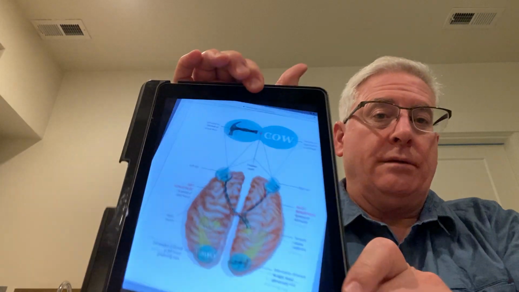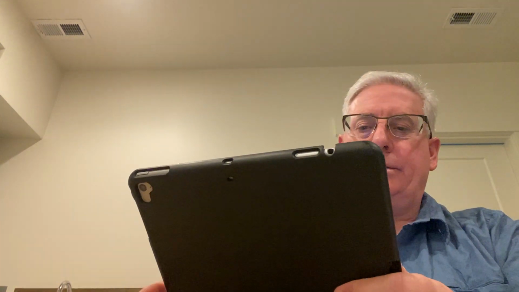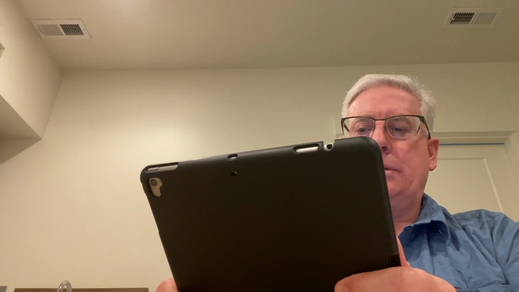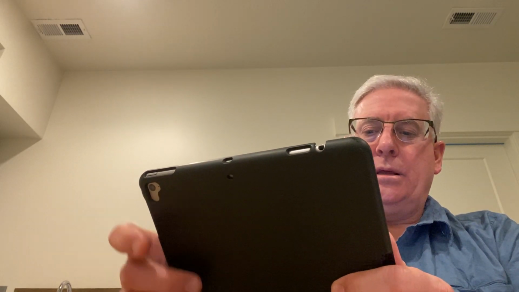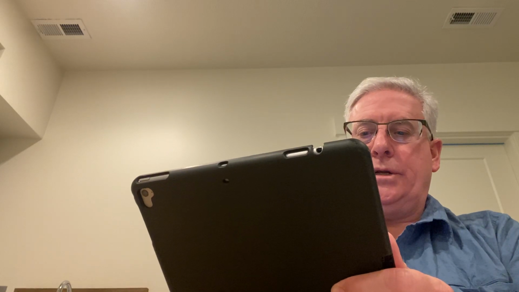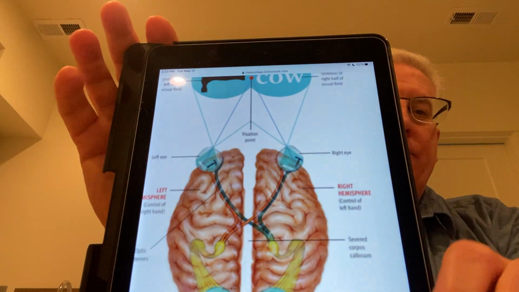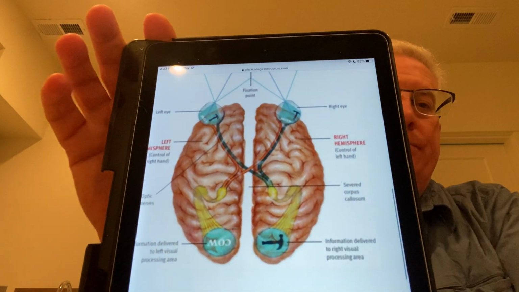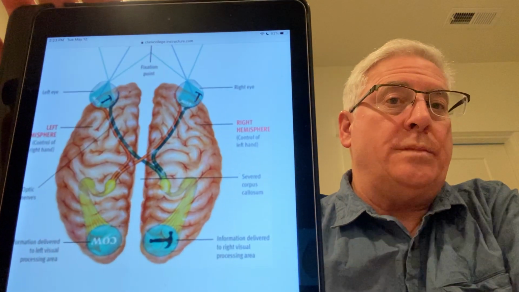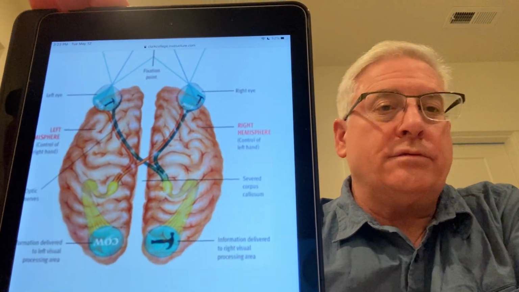The right side of the brain and the left side of the brain have separate functions. Now, can the right side of the brain and the left side of the brain do the same things? Well, yes, they can. So the right side of the brain can do left brain functions, and the left side of the brain can do right brain functions. But the right side does right brain functions better than the left, and the left side does left brain functions better than the right.